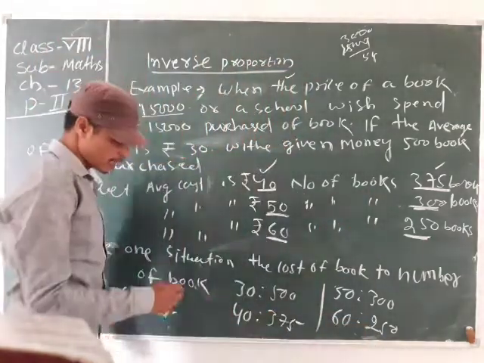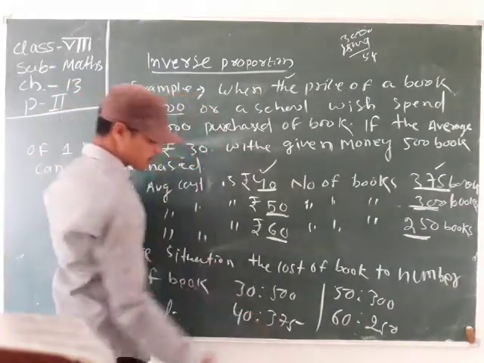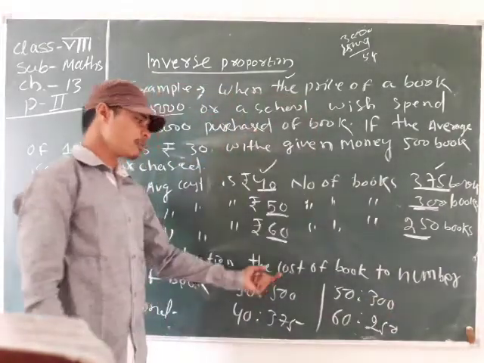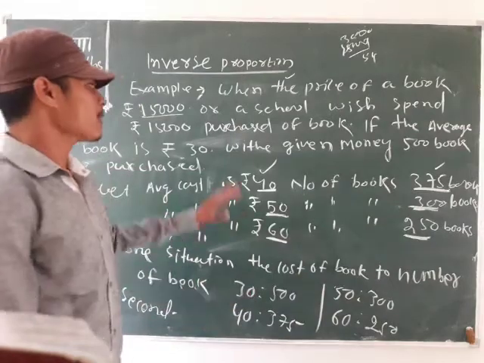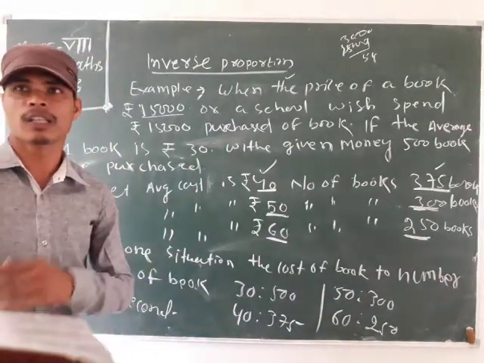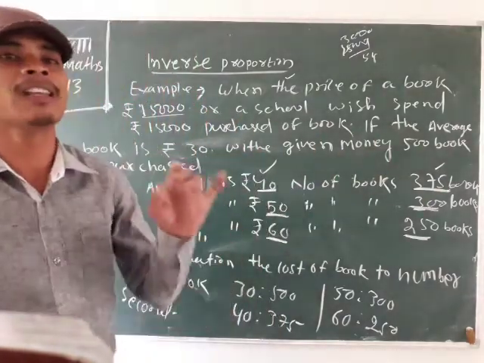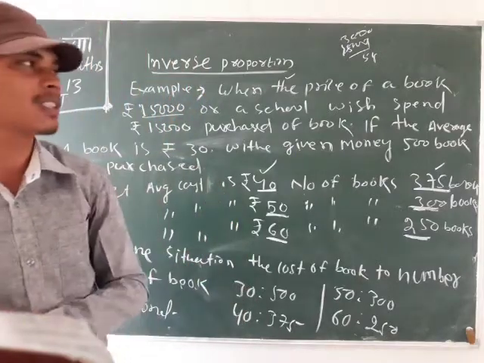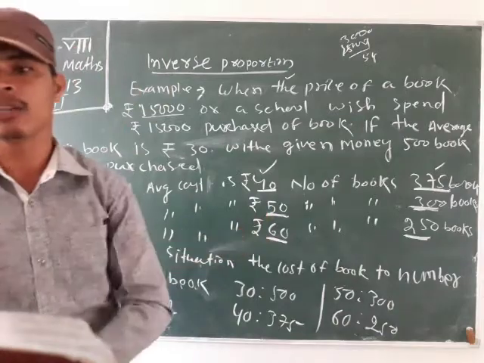When we multiply each ratio, 500 into 30 equals 15,000. 40 into 375 equals 15,000. 50 into 300 equals 15,000. 60 into 250 equals 15,000. That means the product of the two terms is 15,000. What we observe is that if we take two quantities x and y, they are said to vary in inverse proportion because there exists a relation of the type xy equals k.